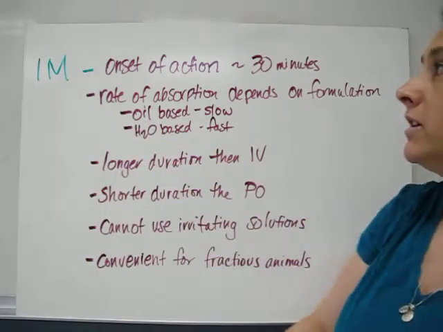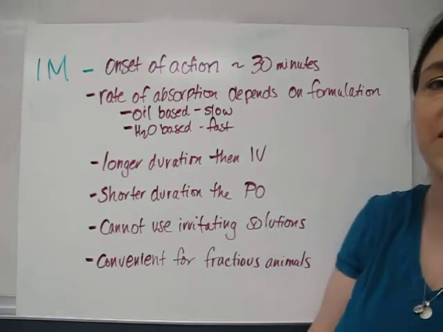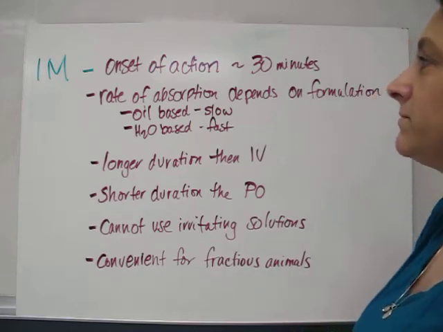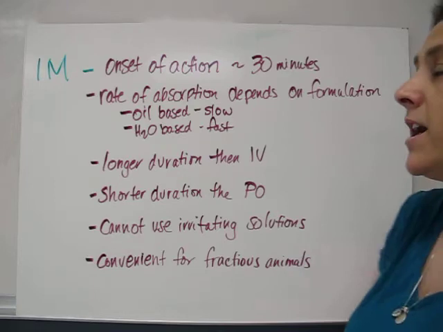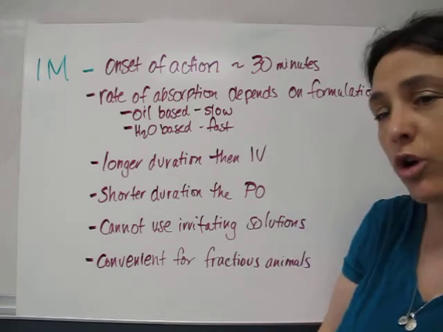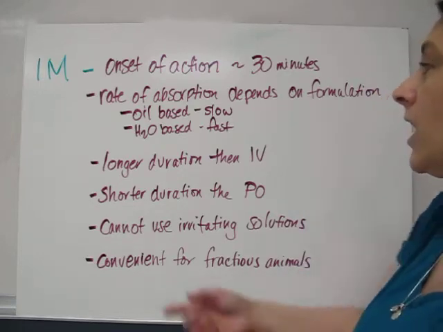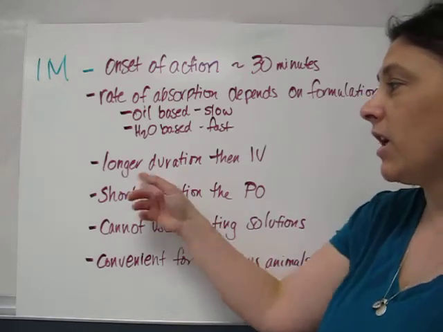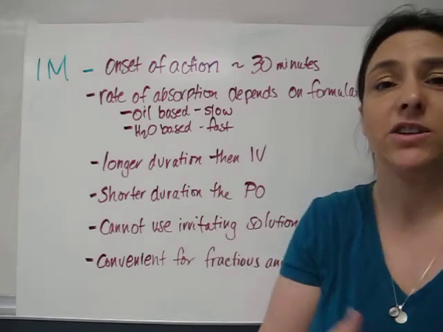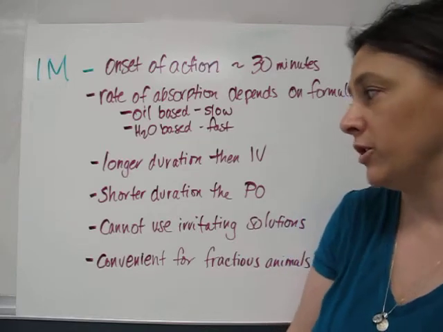IM, intramuscular, this onset of action takes about 15 to 30 minutes. The rate of absorption depends on the type of drug it is. If it's oil-based, it's going to be a slower absorption. If it's water-based, it'll absorb more quickly. It does have a longer duration of action than IV, but it is shorter than PO or SubQ.